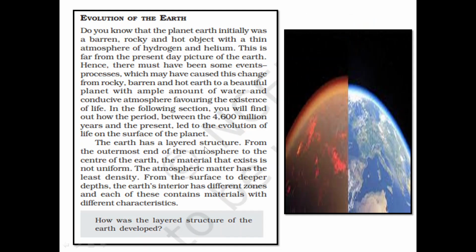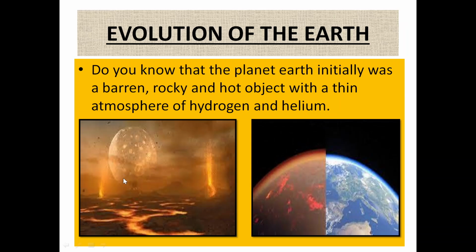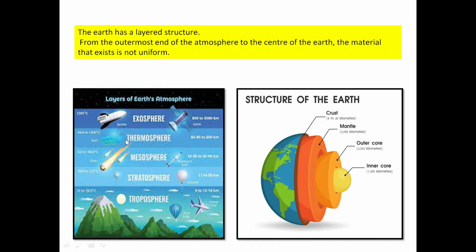The Earth has a layer structure from the outermost end of the atmosphere to the center of the Earth. The material that exists is not uniform. The atmospheric matter has least density. See, you can see Earth has a layer structure.